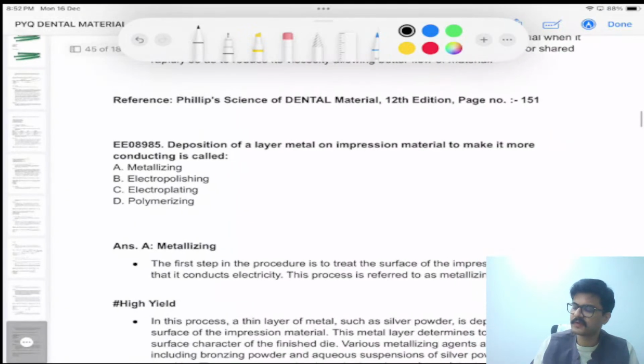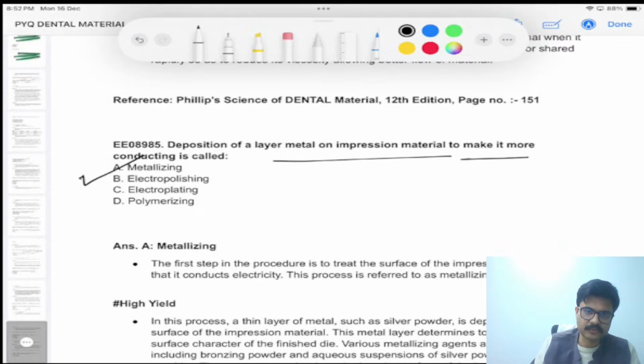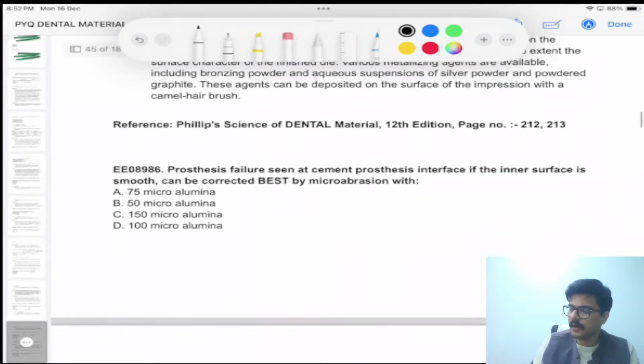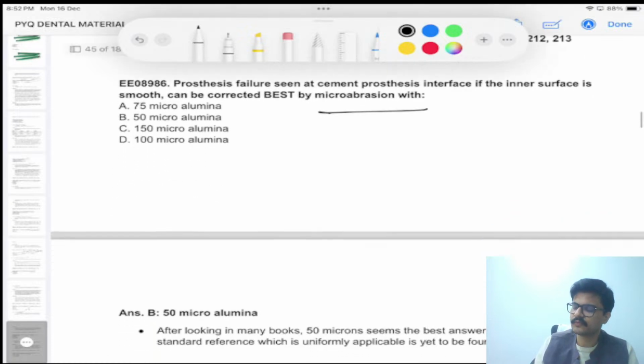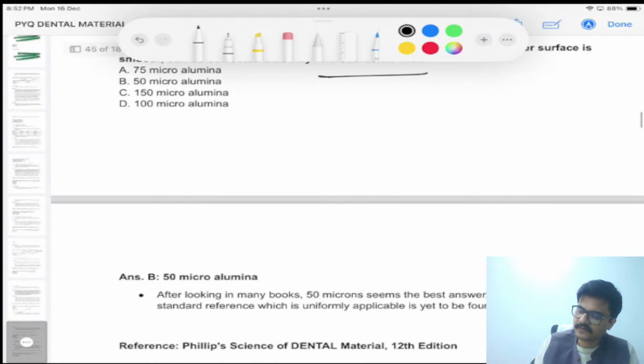Simple. Deposition of a layer of metal on impression material to make it more conducting: the better answer is metallizing, right? Electroplating is also fine, but metallizing is the best answer. Prosthesis failure seen at the cement-prosthesis interface, where the inner surface is smooth, can best be corrected by... So basically he's asking what you do your microabrasion with. It's 50 micron alumina, right?